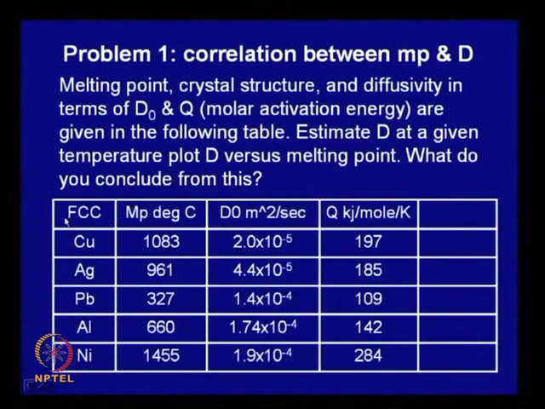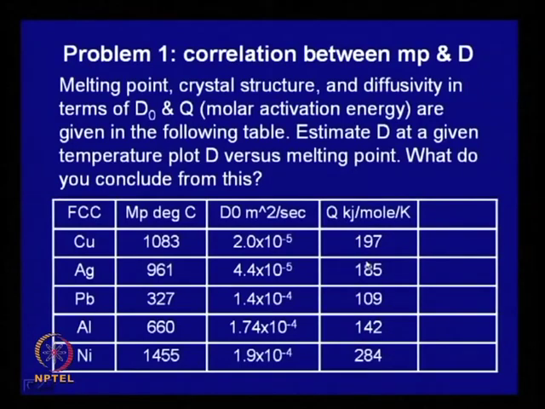So, this first table gives us a set of metals: copper, silver, lead, aluminum, nickel. They all belong to the face centered cubic structure. They all have a face centered cubic lattice. As melting points are given in degree centigrade, mark the unit, and here the D naught, it should be D suffix 0, and this dimension is meter square per second, and the activation energy is given in kilojoule per mole per degree Kelvin.